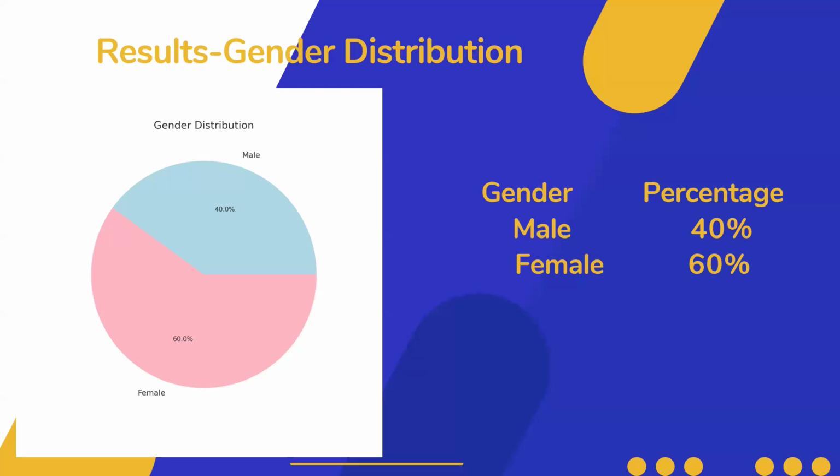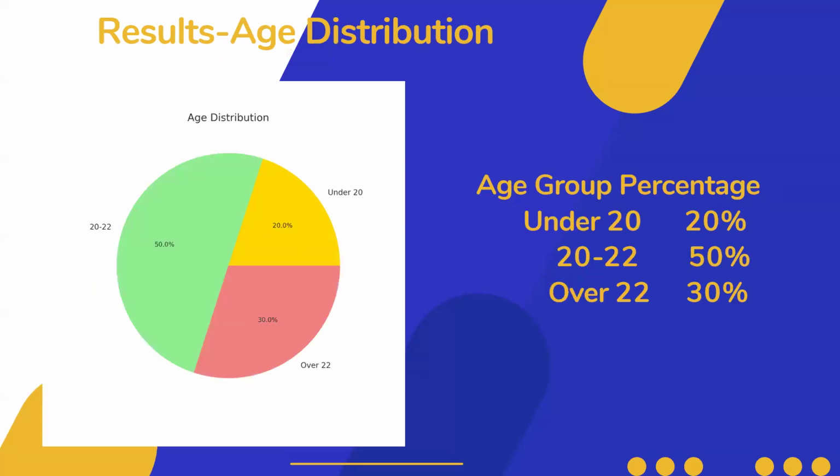So we have the results for the gender distribution. We gathered 40% male and 60% female. For the age distribution, we have under 20 years old, 20%; 20 to 22 years old, 50%; and over 22 years old, 30%.